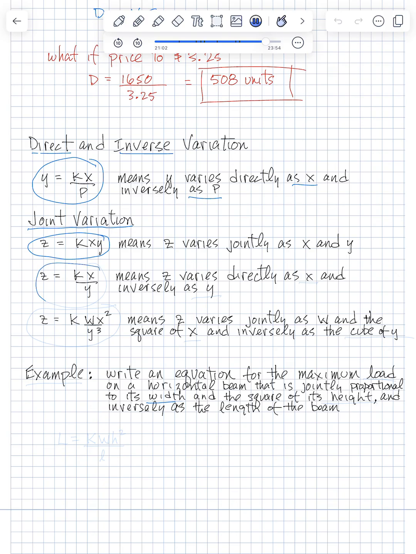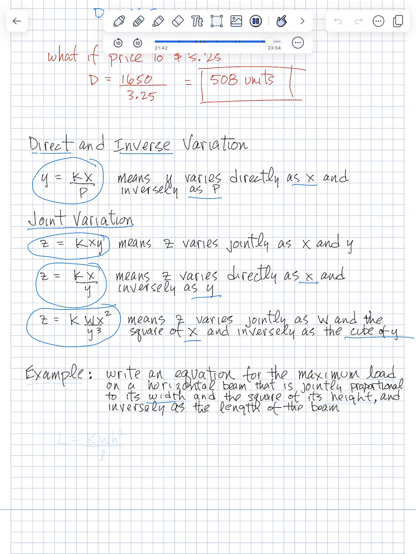Next one, z is equal to kx over y. That's z varies directly as x and inversely as y. And then the last one, z is equal to kwx squared over y cubed. So this means that z varies jointly as w and the square of x and inversely as the cube of y. So let's do an example like that, an example equation.